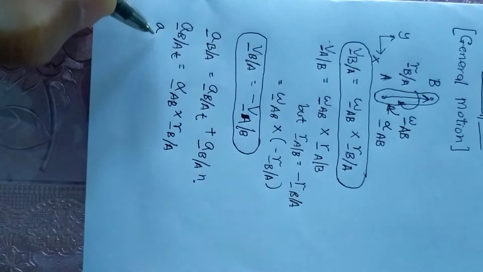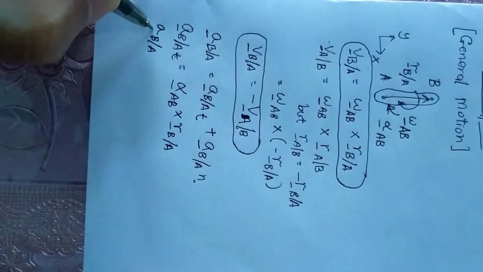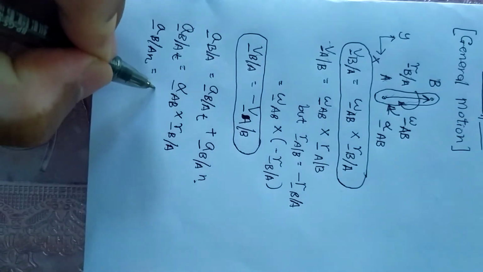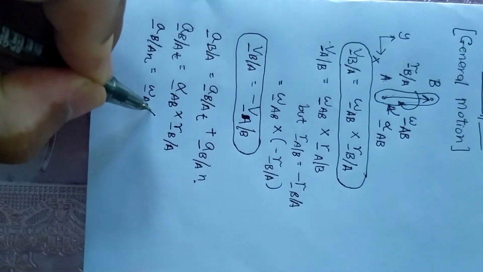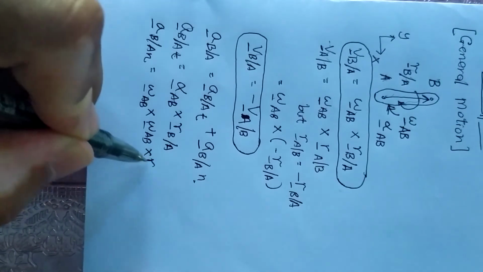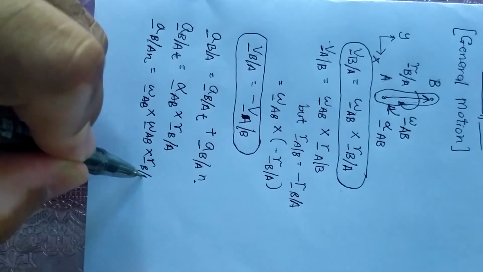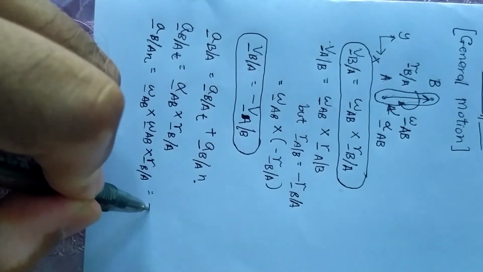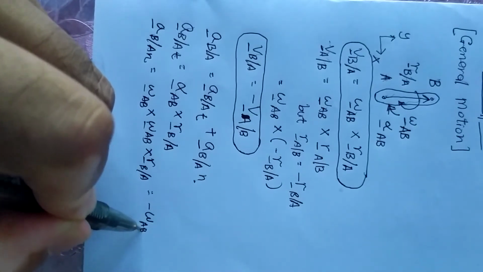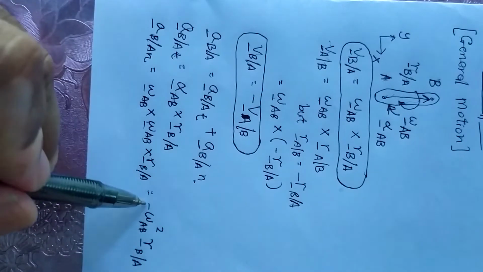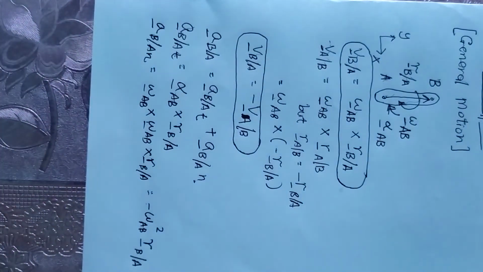And for the acceleration of B relative to A, the normal component is given by omega AB cross omega AB cross the position vector of B relative to A. We know this from before, and we can write this again as minus omega AB squared, in the direction of negative B relative to A. So this is the normal component, and this is the tangential component.